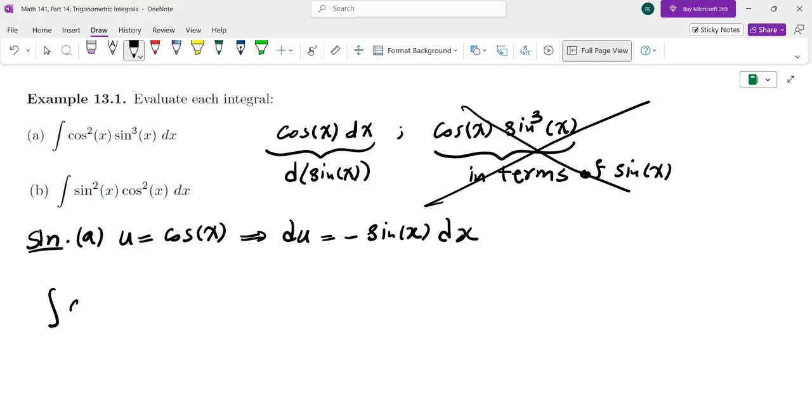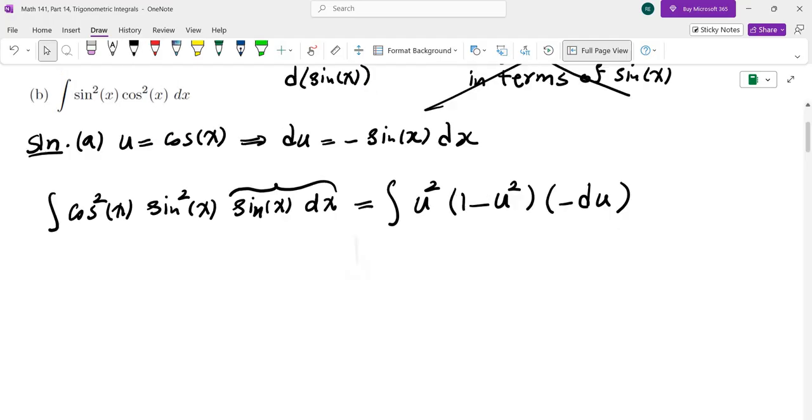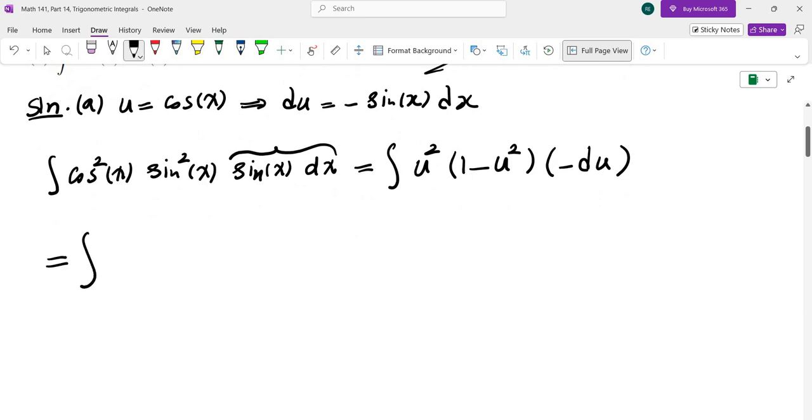So we can write the integral of cosine squared of x sine cubed as sine squared times sine of x dx. Then we could use this part and replace it with negative du. So this is the integral; cosine squared is u squared, sine squared is 1 minus cosine squared, and this one is minus du. Now this is an integral that we can easily evaluate because this is a polynomial. So we're going to distribute. We get negative u squared plus u to the fourth du.